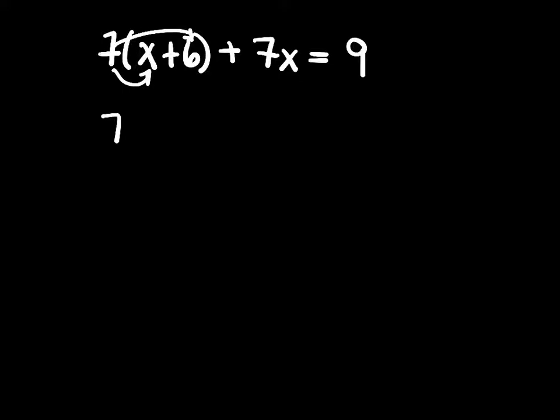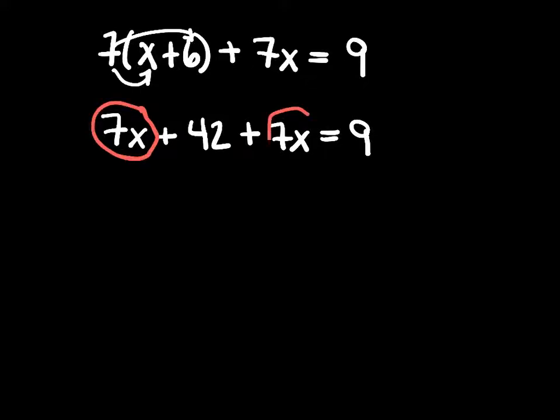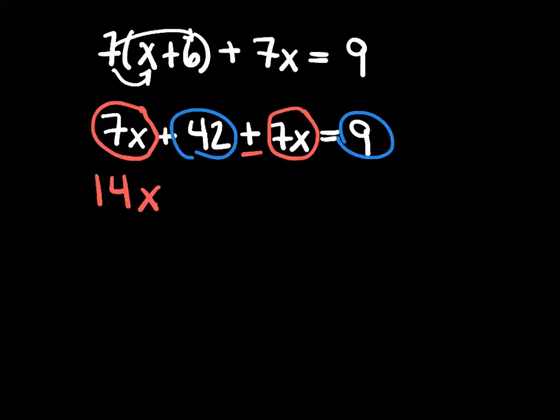So 7 times x is 7x, plus 7 times 6 is 42, plus 7x equals 9. Again, we want to combine like terms. This term and this term both have an x in them. So if we combine those, 7x plus 7x equals 14x. Okay? And then, of course, we're going to combine these two terms which don't have variables in them. So we have plus 42 equals 9.